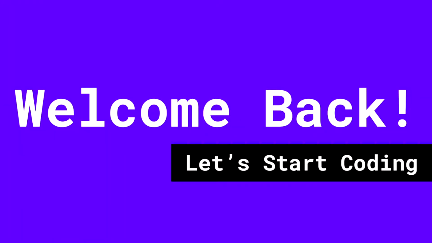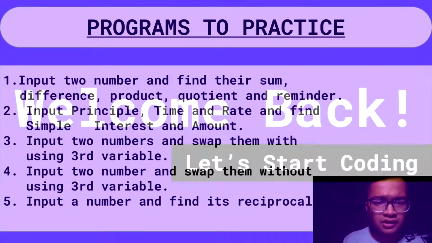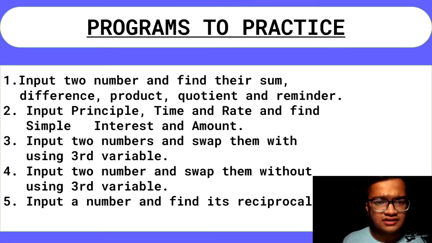Today we are going to solve the questions which I have given in the previous video as a practice problem. Let's see the question once and then we will start coding. The first question says: input two numbers, find their sum, difference, product, quotient and remainder. For doing this we need to take two numbers, then add them, subtract them, multiply them, divide them and find the quotient and separate the remainder.